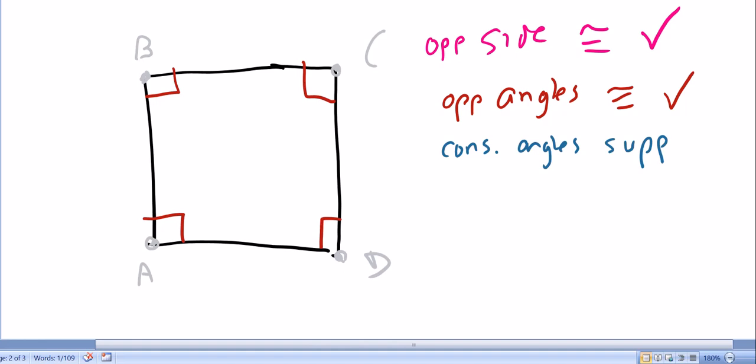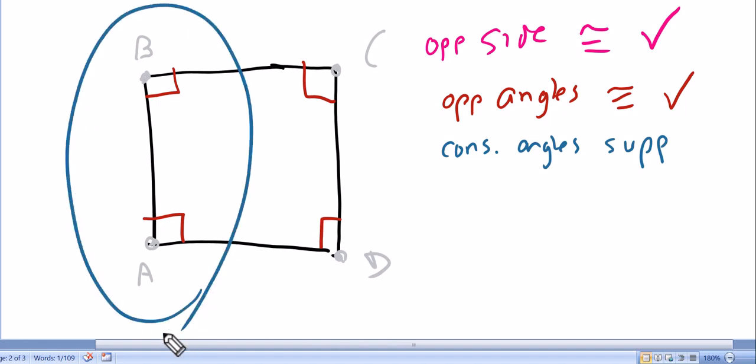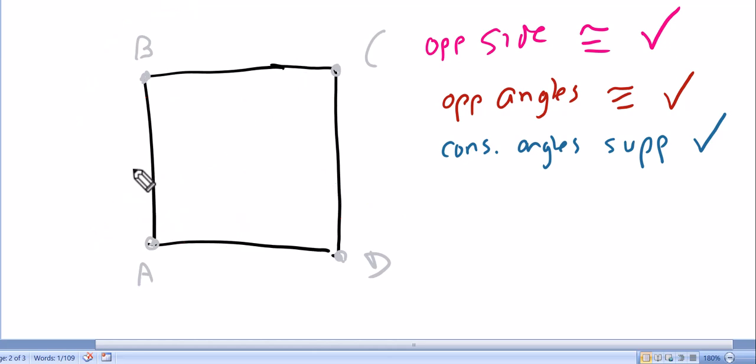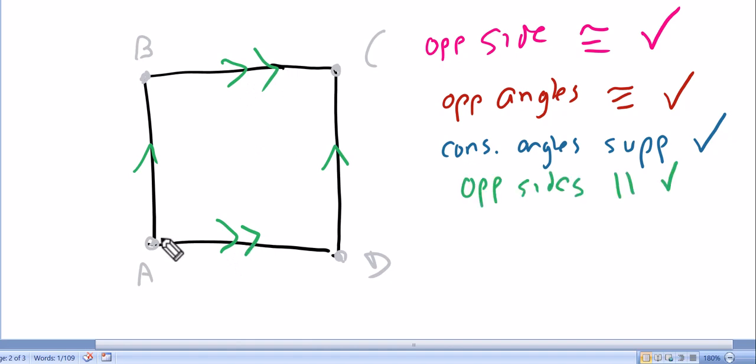While we're on the topic of angles, if you pick any two neighboring angles, what's 90 plus 90? Right. Okay. So that makes these supplementary. Any two pairs of neighbors add up to 180 degrees. The opposite sides are parallel to each other.